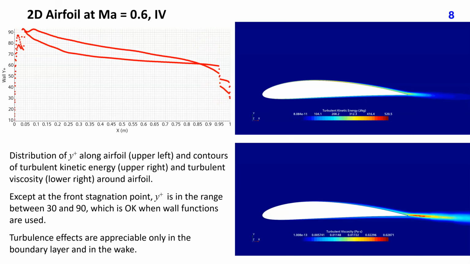These two plots show contours of turbulent kinetic energy and turbulent viscosity around the airfoil. Both quantities have non-zero values only in the boundary layer and in the wake, where viscous effects are important. Further away from wall, they are negligible. Turbulent viscosity has maximum values in the wake near trailing edge, where it is about 1,600 times higher than fluid viscosity.